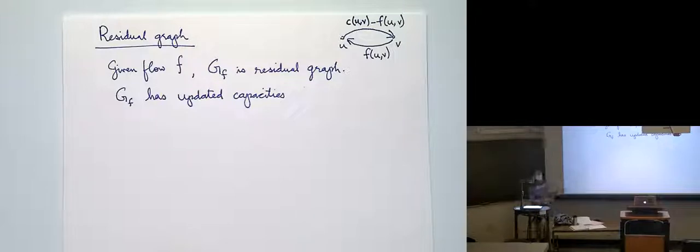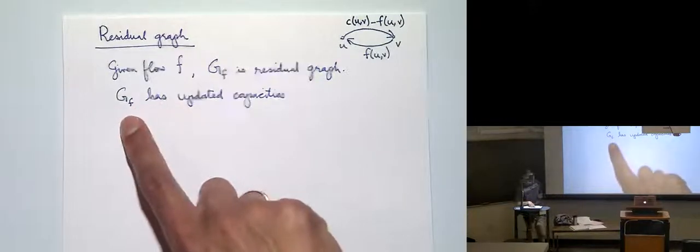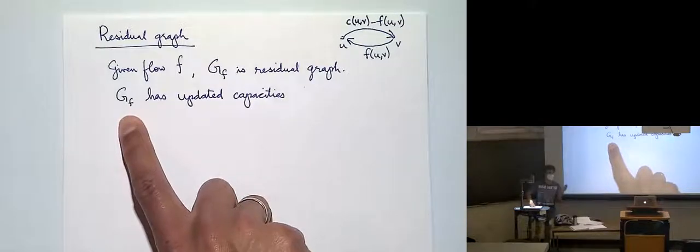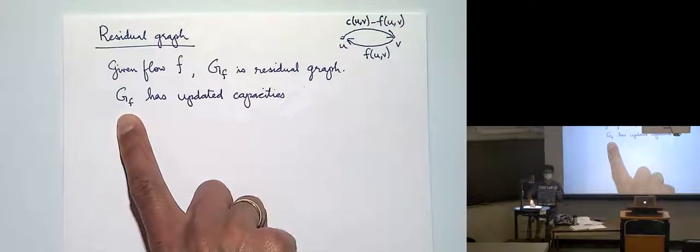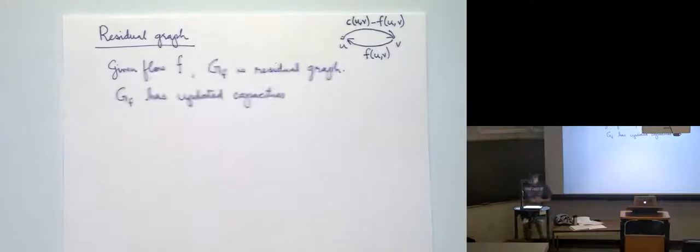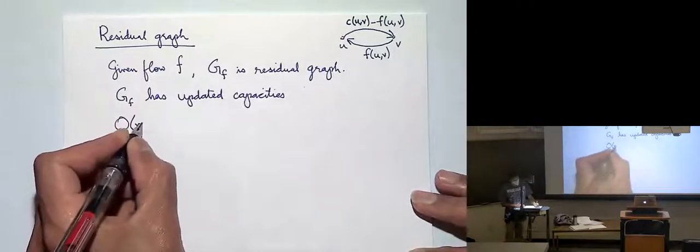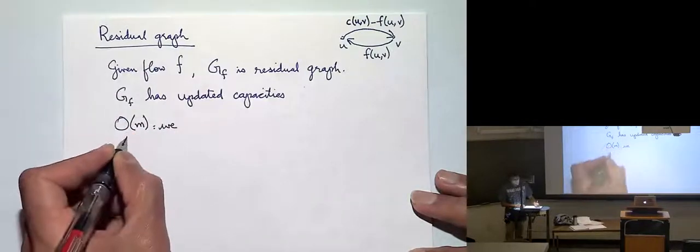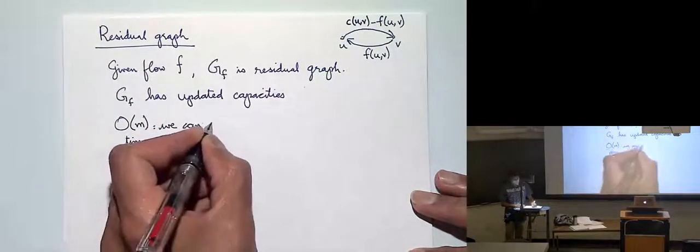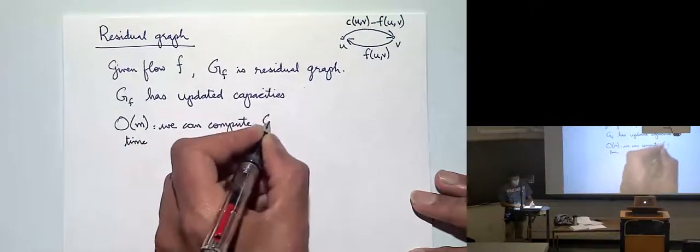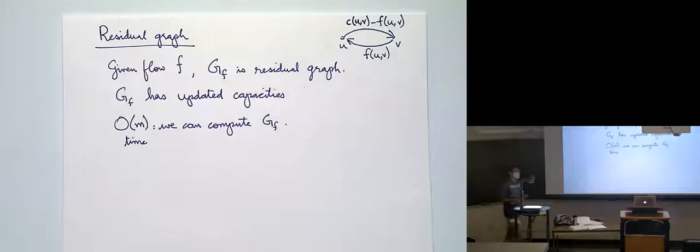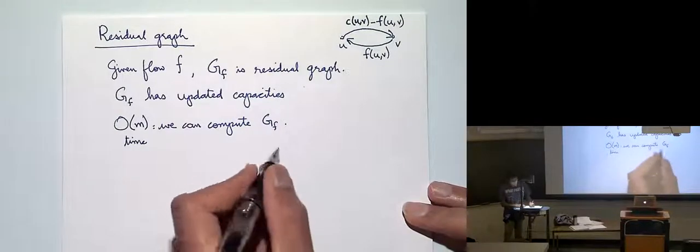It's basically a syntactic operation on the graph now. So given a graph, you can compute G of F. It's just a linear time computation. Right? It's an O of M computation. So in O of M time, given F, we can compute G of F. Okay? So now let's just say you have G of F.